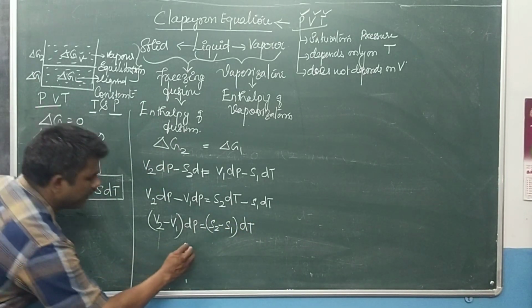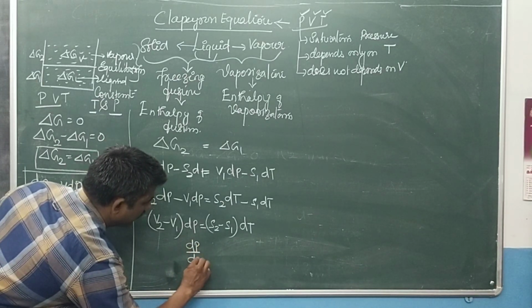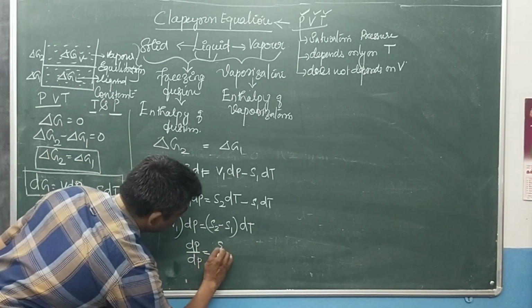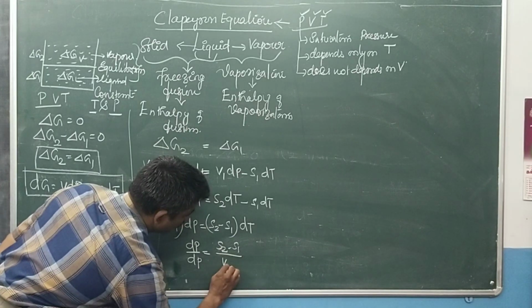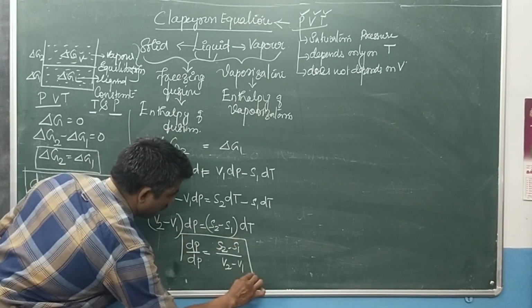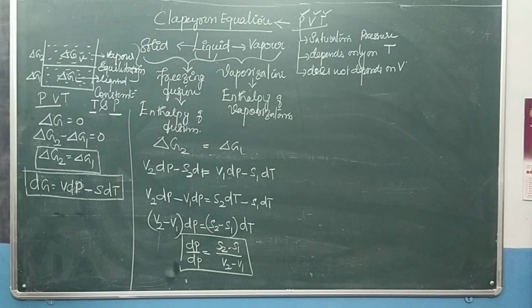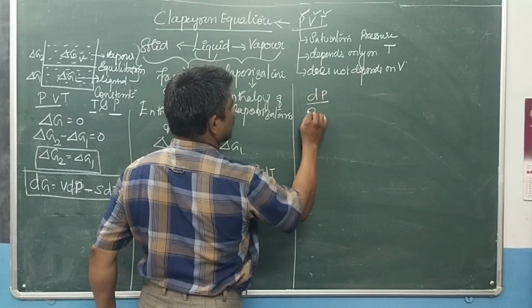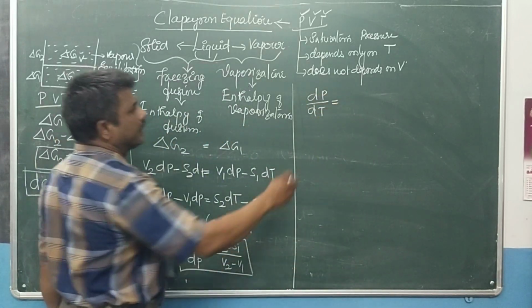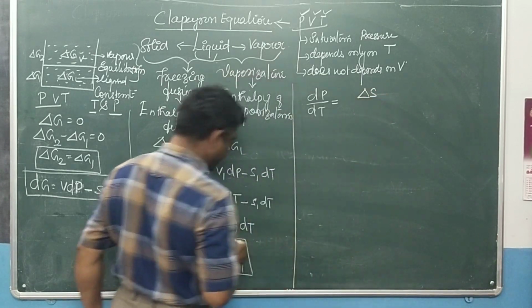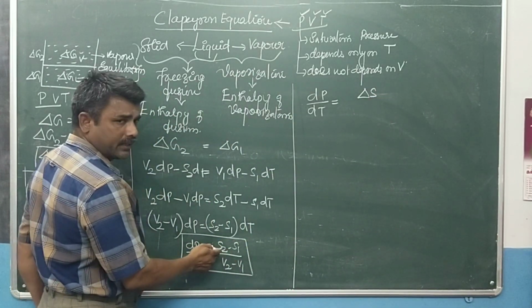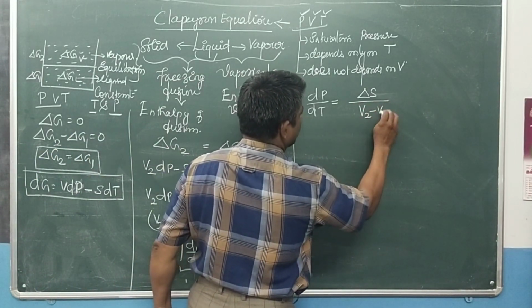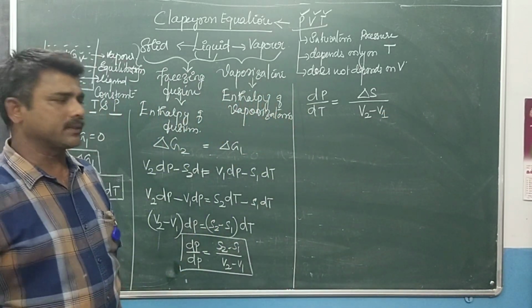Clear? So dP by dT is equal to (S2 minus S1) divided by (V2 minus V1). This is the final equation. Now I am going to alter this equation like this. The change in pressure with respect to temperature, dP by dT, is equal to del S divided by (V2 minus V1), where del S is S2 minus S1.